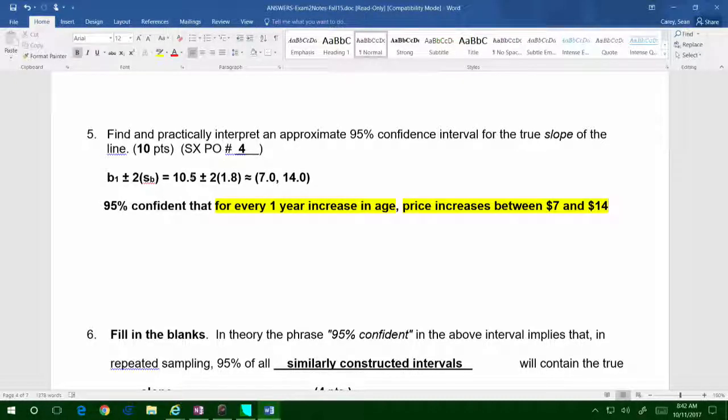Instead of price increases, it would be price decreases. Yep. What if one of the numbers was negative and one of the numbers was positive? You can't tell. It could decrease as much as $7 or increase as much as 14. You don't know whether it's increasing or decreasing.